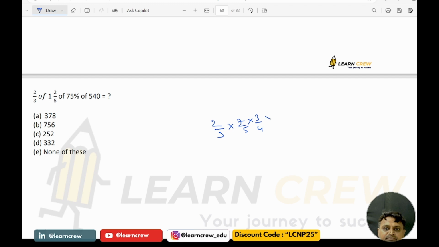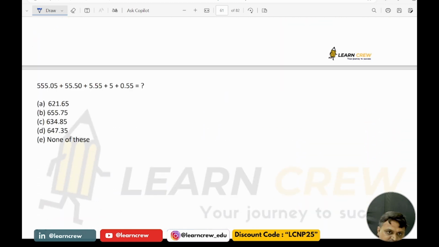Next, 2/3 of 1 2 by 5 means 7 by 5. 75% means 3 by 4 into 540. So 3 cancel. 5 4s are 20. 27 7s are 189. 189 2s are 378. So answer is 378.